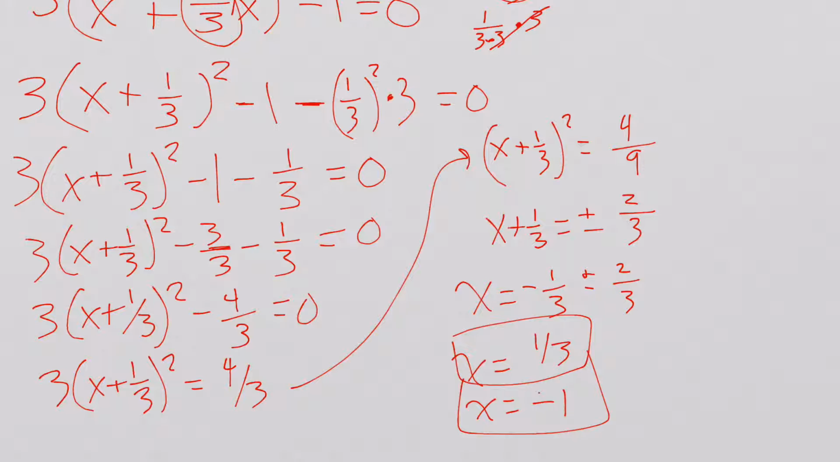So is it a good skill for you to have to be able to complete any square? Yeah, because then you can identify the vertex quickly and easily. This vertex is at negative 1/3, negative 4/3. But it's not necessarily always the easiest way to solve it. So again, you got to figure out when to use a different approach.